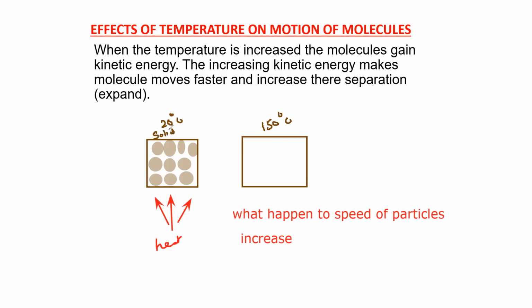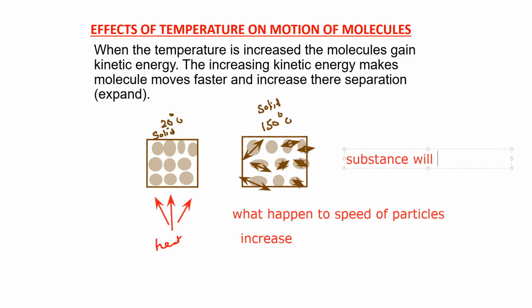So this was a solid at 20, you supplied heat energy, and now the solid temperature rises to 150. What are the changes you will observe? Number one, the speed of the particles increases, the particles move faster. The second thing you observe is that the particles move relatively away from each other. They are vibrating at high speeds and moving away from each other. As a result of this movement, what happened? The substance will expand.